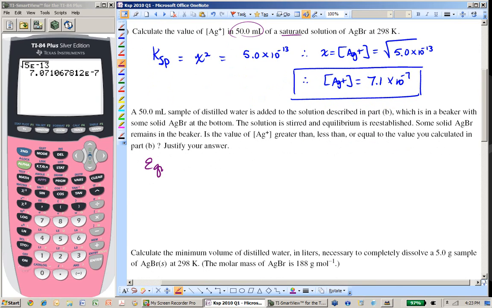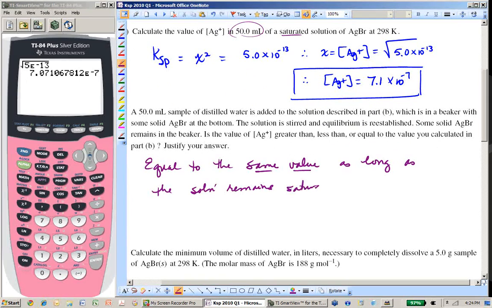Equal to the same value, as long as the solution remains saturated, or as long as solid is present. You've got to get that piece in there. You've got to say that the solid thing that they told you twice is an important piece of evidence in your conclusion. All right, I call that a super easy question.